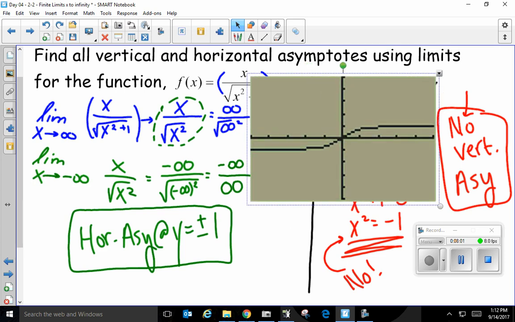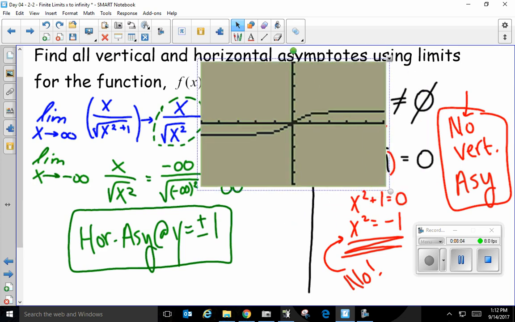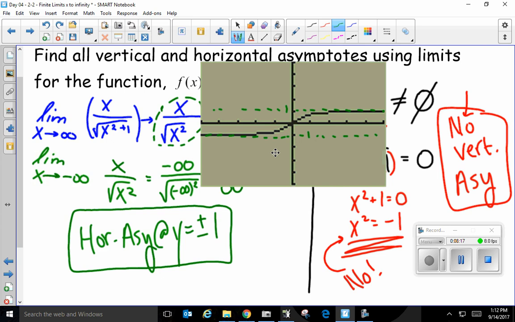We said we have what? 2 horizontal asymptotes at positive 1 and negative 1. And guess what? That's perfect. And we have no vertical asymptotes, do we? We have no line that goes up and down that the function doesn't cross. It goes forever. There is no line asymptote. We're perfect. We're good. We're smart.